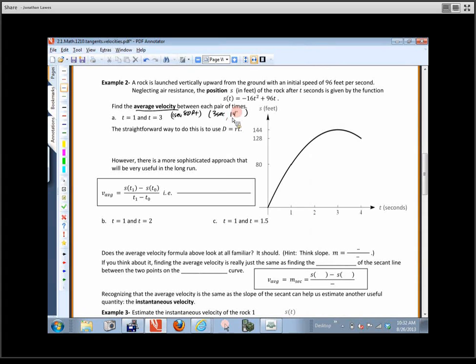Okay, 144 feet. Well, the easy way to do this is to say, look, it took me 2 seconds to go from 80 feet to 144 feet. So if I was at 80 feet to begin with and I got to 144 feet, how many feet did I go?